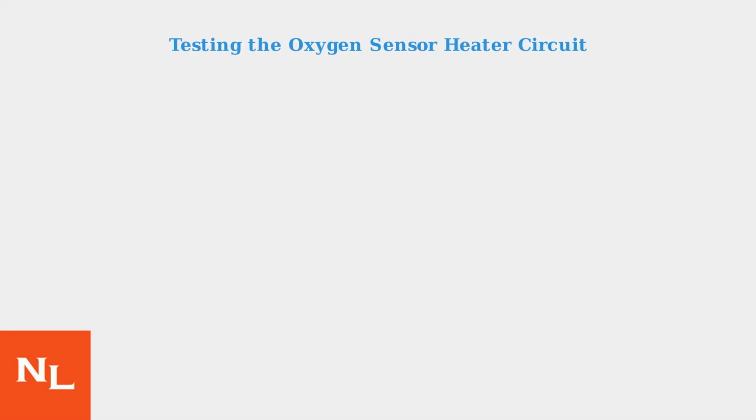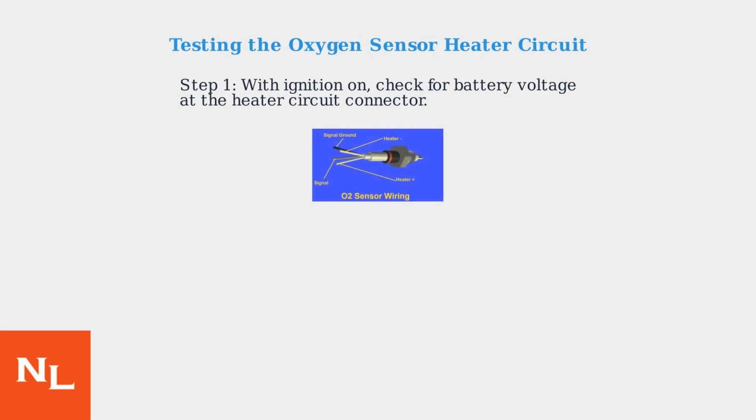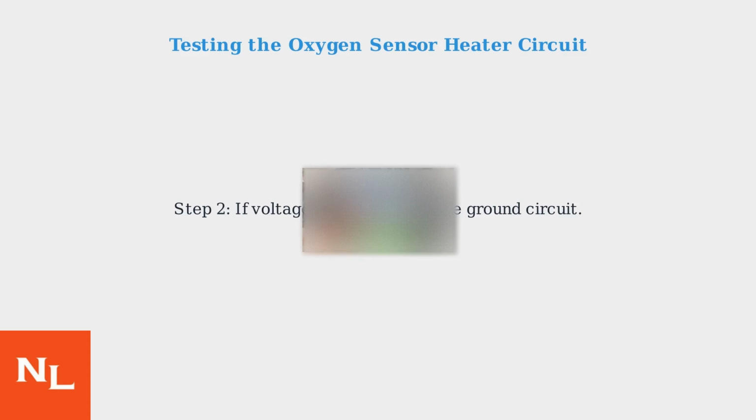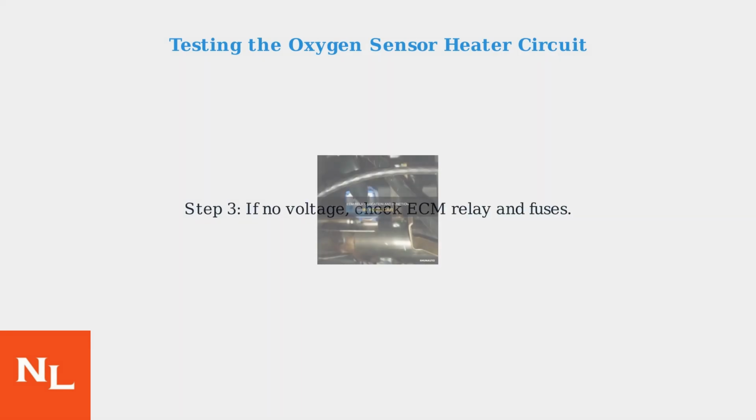To test the oxygen sensor heater circuit, start with the ignition on and check for battery voltage at the heater circuit connector. This verifies that power is reaching the sensor. If voltage is present, proceed to test the ground circuit to ensure proper grounding for the heater. If no voltage is detected, check the ECM relay and related fuses for faults that could interrupt power supply.